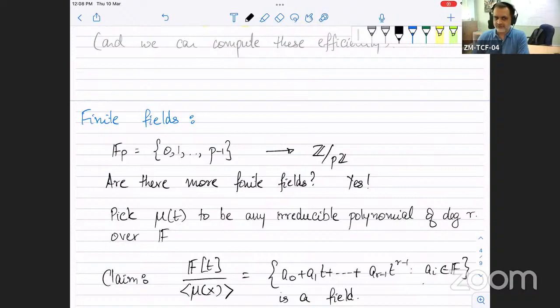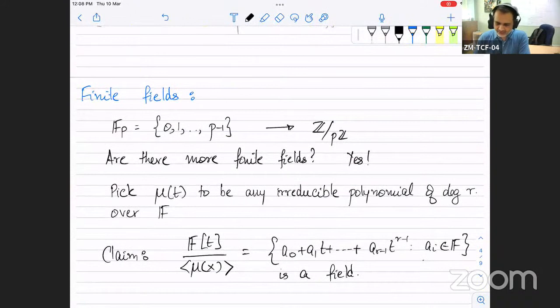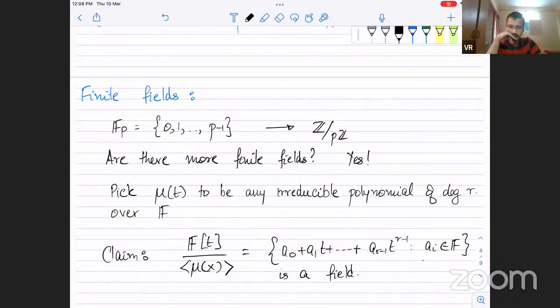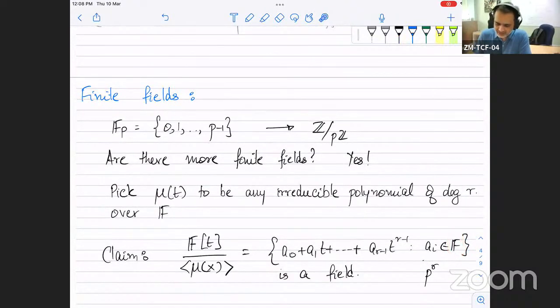Okay, so we'll see a short proof of that. But let's get a sense of how many elements there are in this field. There are P to the R elements. If F is a field of size P, then there are P options for this, P options for this, and P options for this. So overall, there are P to the R possible options. So you've just constructed some set of P to the R elements.